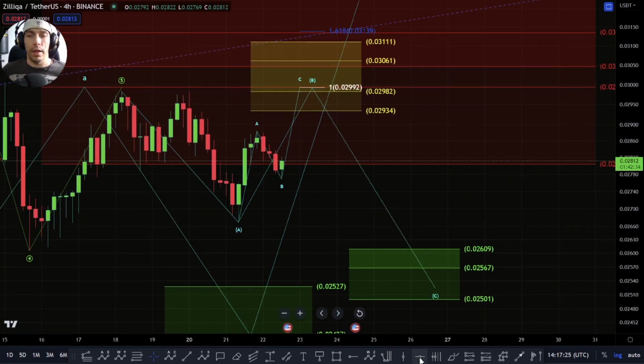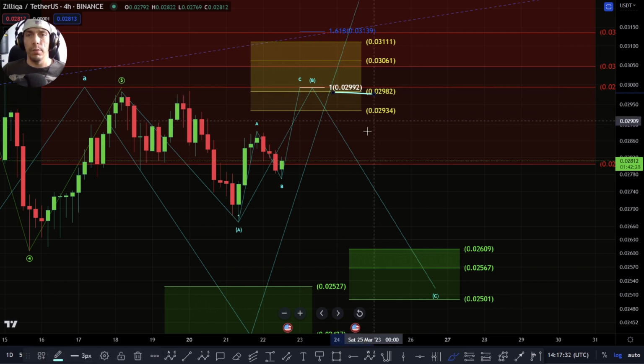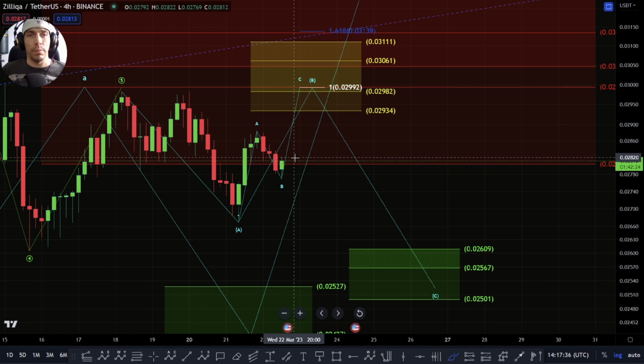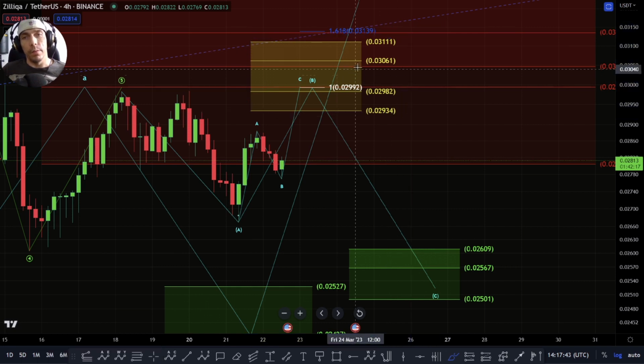If, however, we just get a three-wave move to the upside, potentially we could see something like this as an ABC. That one-to-one target would actually be up here at this 2992. So if we do get a push up into this area, we need to be a bit cautious because this would bring us right into this yellow box area, which is a typical flat B wave rejection area. That was quite a mouthful.